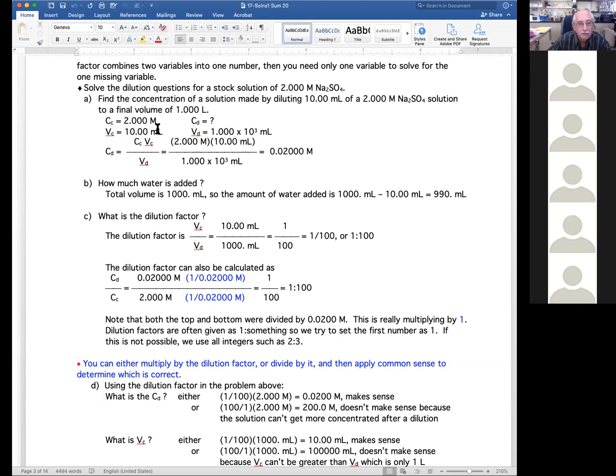The volume of the concentrated one was 10 milliliters. The volume of the diluted one was 1,000 milliliters, right? So algebraically, I just solve for the concentration of the diluted one and plug in the numbers. There it is. You just have to make sure that the units cancel.